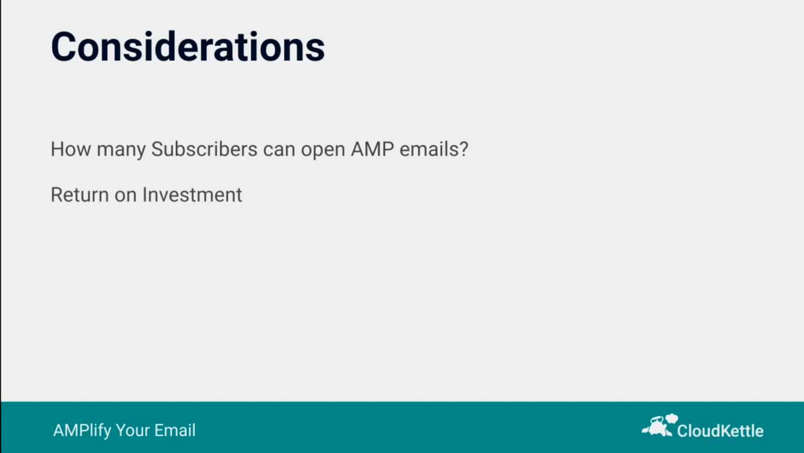Secondly, you need to consider the return on investment of email development. In addition to building AMP emails, you'll also need to create an HTML email as a fallback. As a result, AMP-enabled emails take at least twice the amount of time to build than regular HTML emails. So you need to be confident that you can recover the additional development cost through the campaign return on investment.